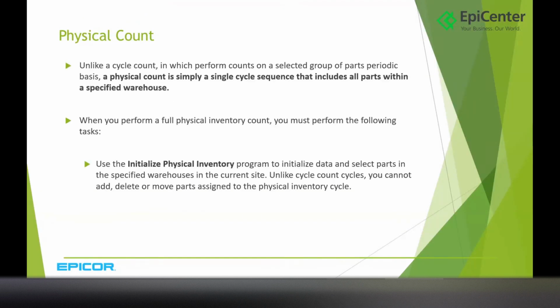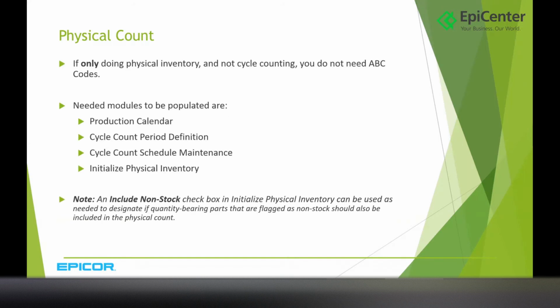Now, for a physical count, all you need is basically to have your calendar set up at the site and then run the initialized physical inventory. You don't need ABC codes. You don't need the period or anything, because it's going to go through every piece of inventory and create that cycle count maintenance for you. That's the difference between a full physical and a cycle count. You don't get to choose anything. Every part goes in the full physical count.